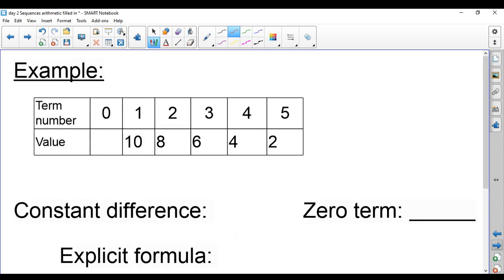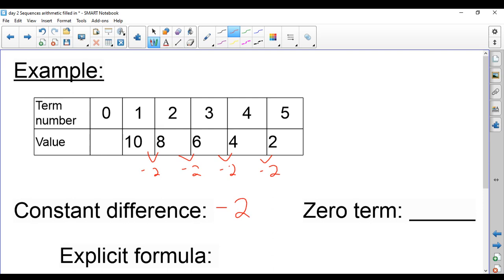Here's another example. In this one, we see that the numbers are going down each time. We're taking away 2, taking away 2, and so on. When we have a sequence that is going down, or we think that it's subtracting the same number each time, our constant difference has to be a negative number. This sequence is going down by 2. The constant difference is negative 2.